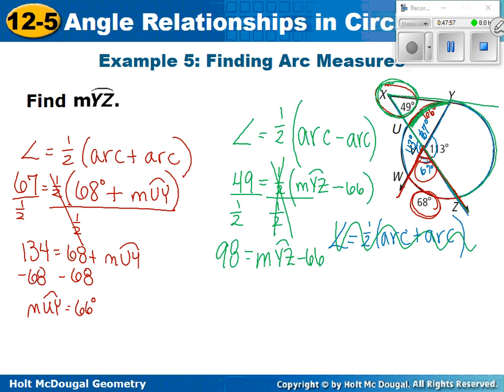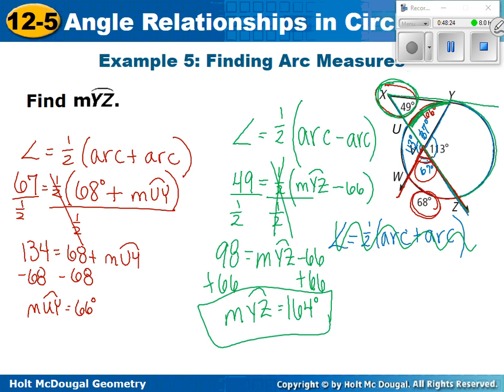No, we decided to divide by a half to get rid of the half, so the halves canceled out. So there's not a half left over here. Or when you multiply both sides by 2, the 2 and the 1/2 cancel out. So you're not really distributing the 2. Okay? Add 66. So what's the measure of arc YZ? 164 degrees. Okay, that's harder. It could get that difficult, so you're going to have to really make yourself persevere and just start finding things until you figure it out.